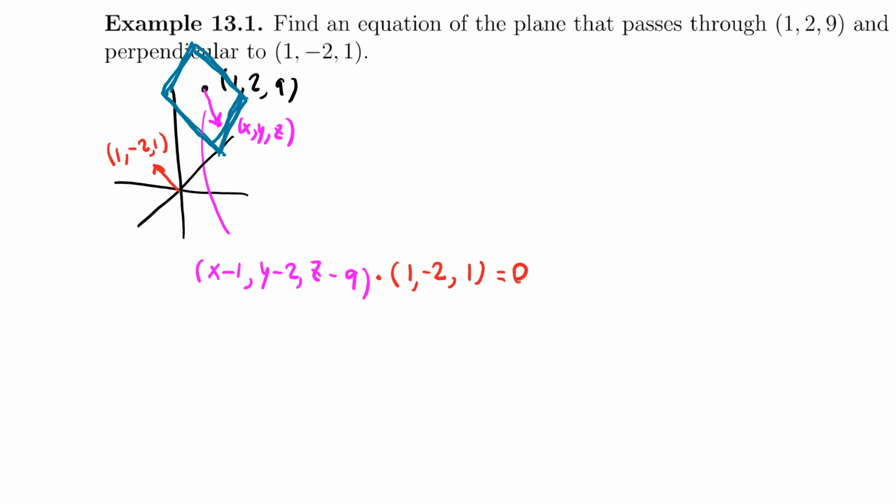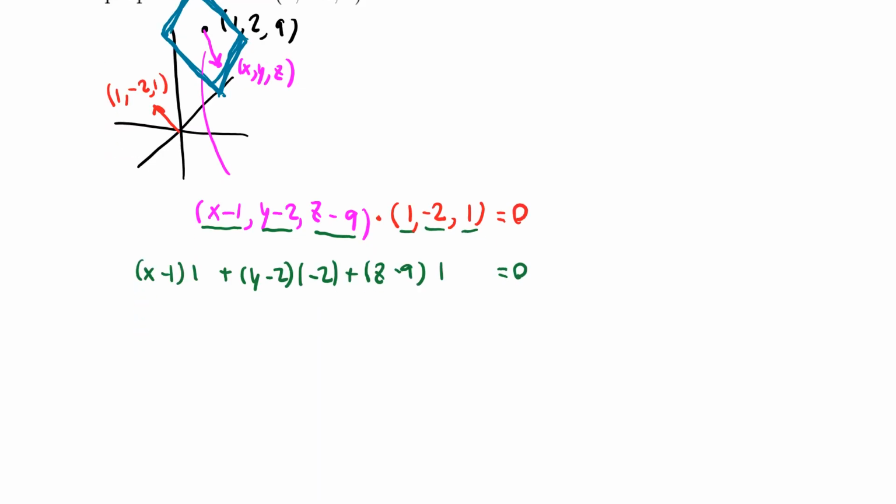So, what does this come down to? Let's see. The dot product of this guy, I multiply the first coordinates together, so that's going to be x minus 1 times 1, plus y minus 2 times negative 2, plus z minus 9 times 1. Okay, so let me simplify this thing a little bit.